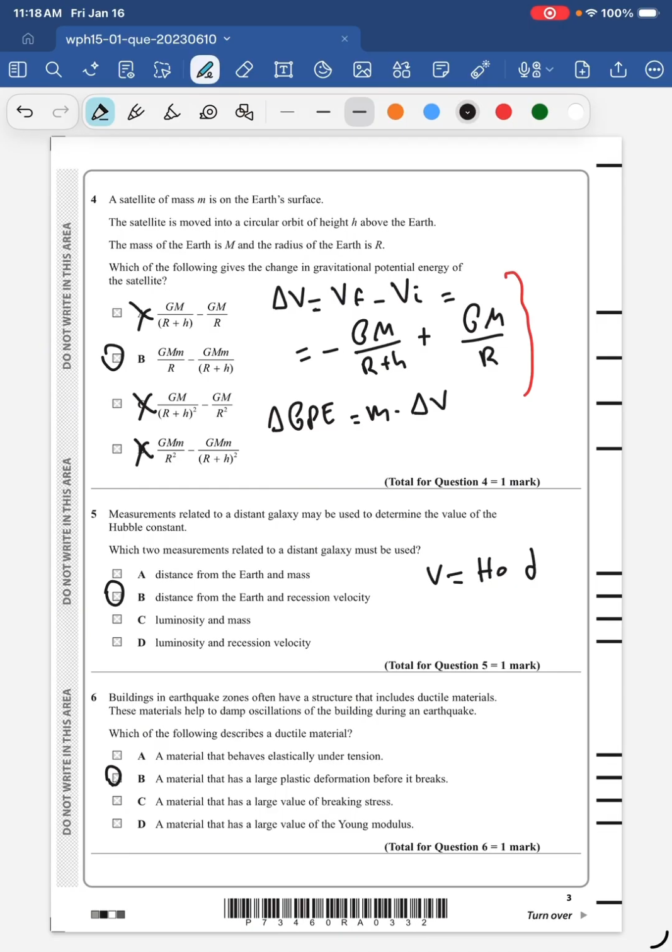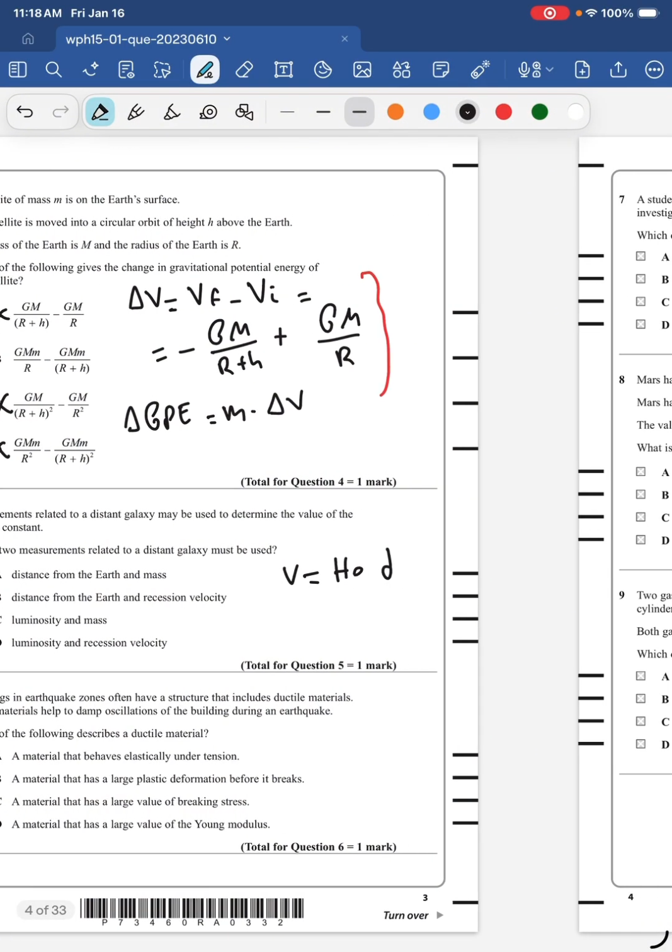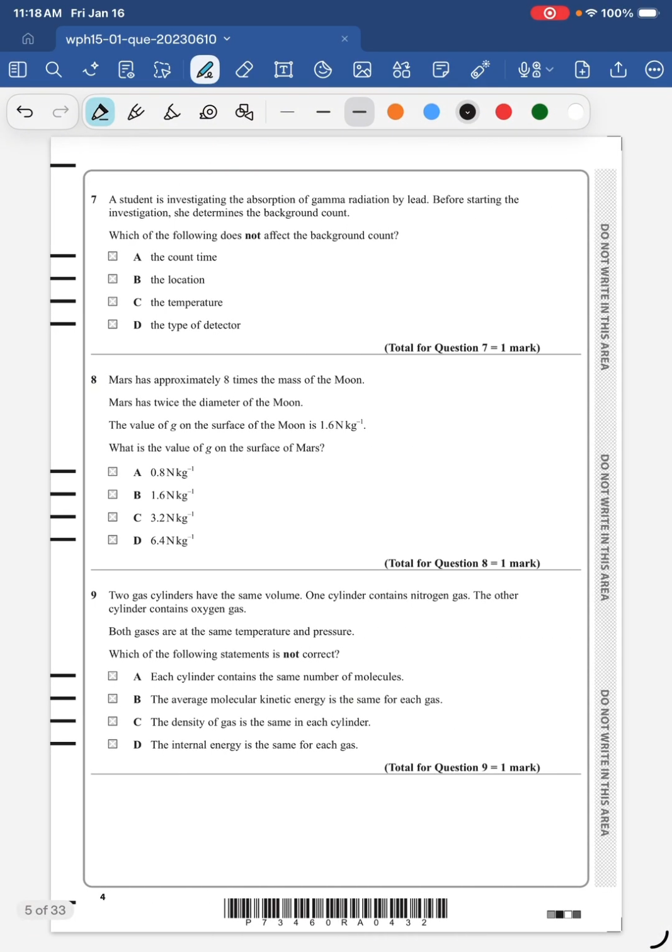Option C says a material that has a large value of breaking stress. You don't need that. That's useful for pressure, okay? Here we are talking about oscillations. So a material that has a large value of the Young modulus, that doesn't really help. So let's move to question 7.